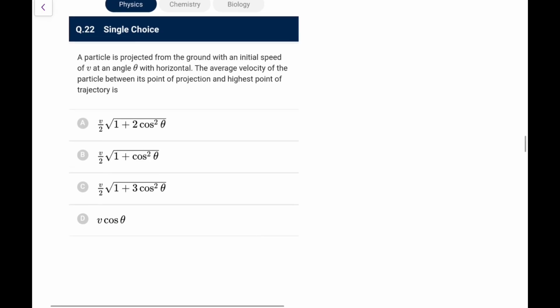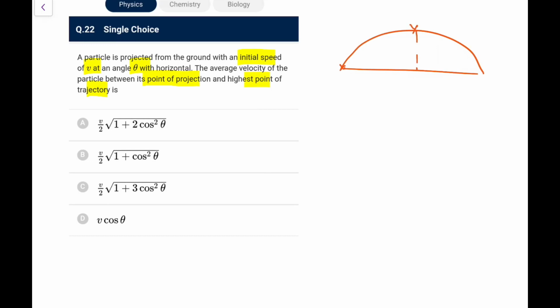A particle is projected from the ground with an initial speed of u at an angle theta. The average velocity of the particle between its point of projection and the highest point of trajectory. Okay, so the average velocity between these two points, this is the highest and this one. So first of all, displacement between these two points is R by 2 i cap plus h j cap in our normal notation x and y.